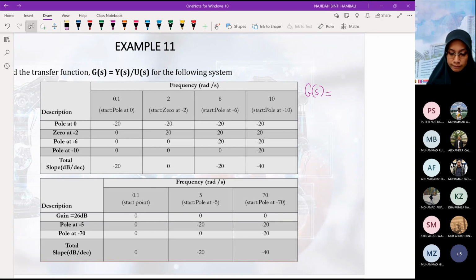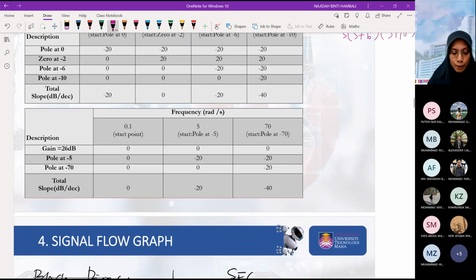So for this one, you have zero at 2, you have pole at 6, you have pole at 10, you have pole at 0. So this one you boleh tambah K untuk unknown gain. Boleh juga, tak letak pun tak apa. Okay. How about the second part?